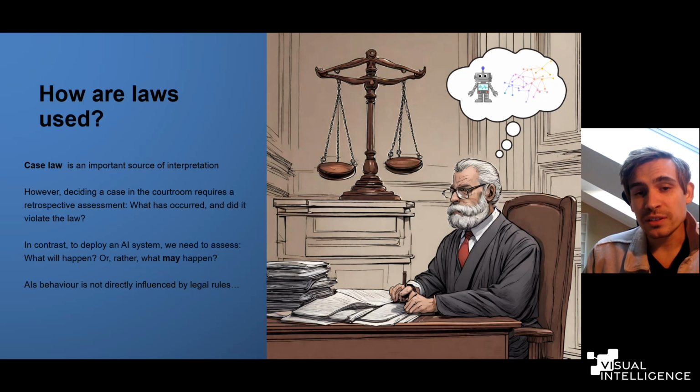And this context of assessing something before it is deployed is different from the retrospective assessment that a judge makes, because we are now asking what is going to happen or what is likely to happen when this system is deployed. How is it likely that the system is going to behave, rather than the more traditional judicial assessment where you ask what happened and did what happened violate any laws.